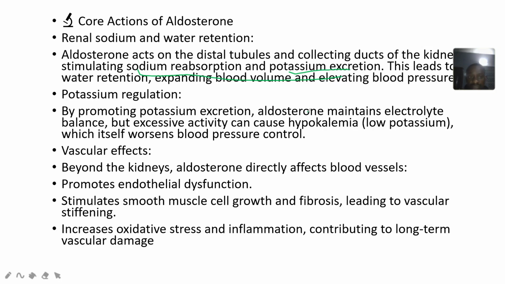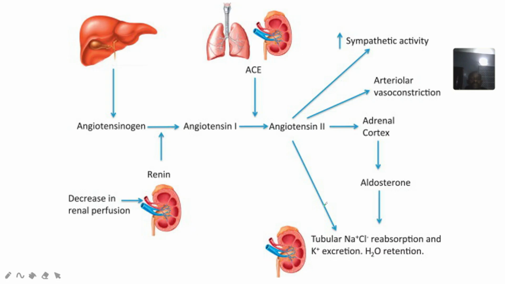So potassium regulation too. By promoting potassium excretion, aldosterone maintains electrolyte balance, but excessive activity can cause hypokalemia. Okay, so vascular effects beyond the kidneys, aldosterone also affects blood vessels. It promotes endothelial dysfunction. It stimulates smooth muscle cell growth and fibrosis, leading to vascular stiffening. Also increases oxidative stress and inflammation. Okay, so this is what we have. And we're talking at this level, the level of what? Aldosterone.